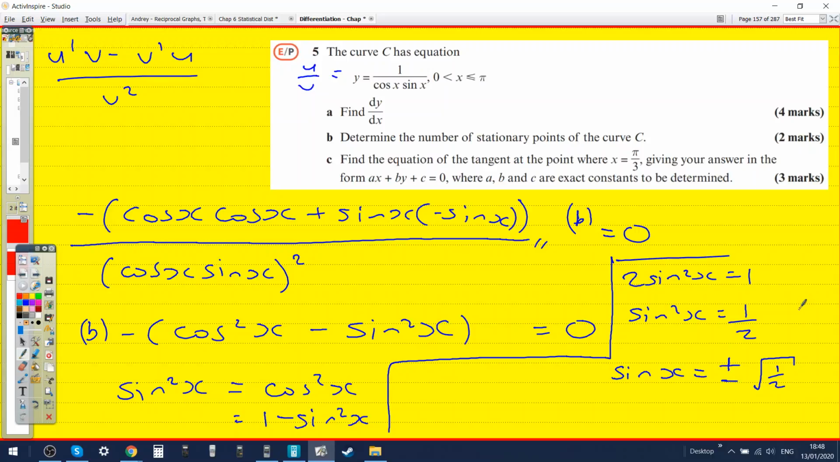Arcsin root of a half is equal to a quarter pi, so plus or minus quarter pi. But since it's in the positive segment, x equals quarter pi, or pi over 4. X is pi over 4.